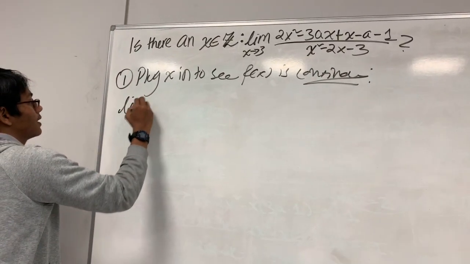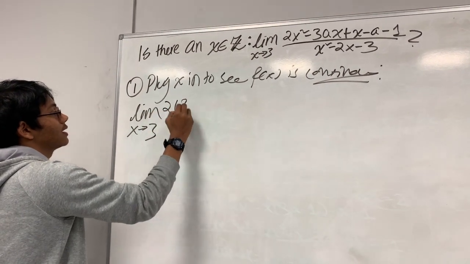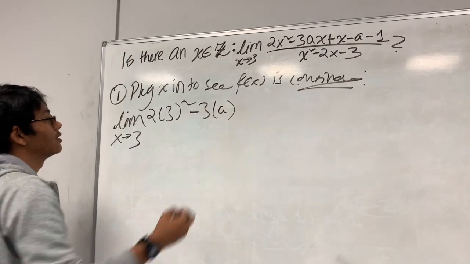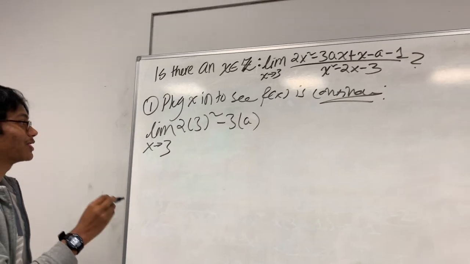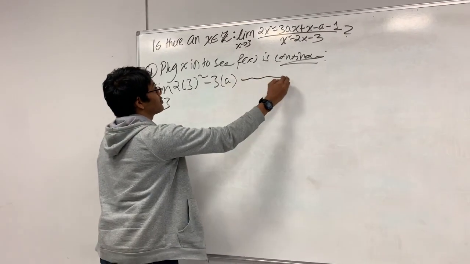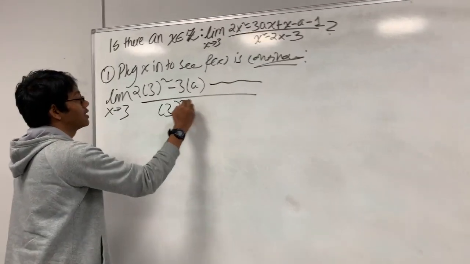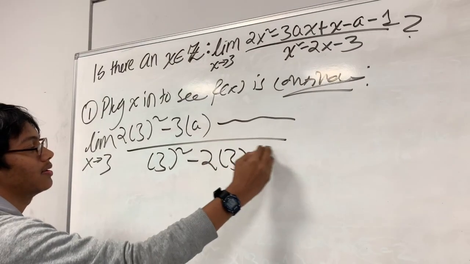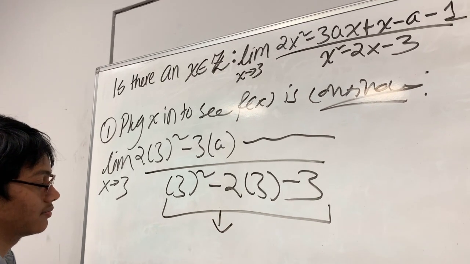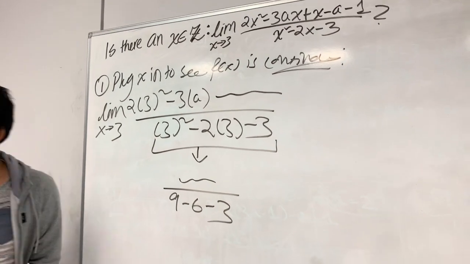So the limit as x approaches 3 of, so let's plug in x, 2 times 3 squared minus 3 times, we already run into a problem, which is that we don't even know what the value a is. But regardless of what the rest of the numerator is, if we plug in 3 in the denominator, what do we get? We get 3 squared minus 2 times 3 minus 3. What does this simplify to? 9 minus 6 minus 3. And that's obviously a 0.